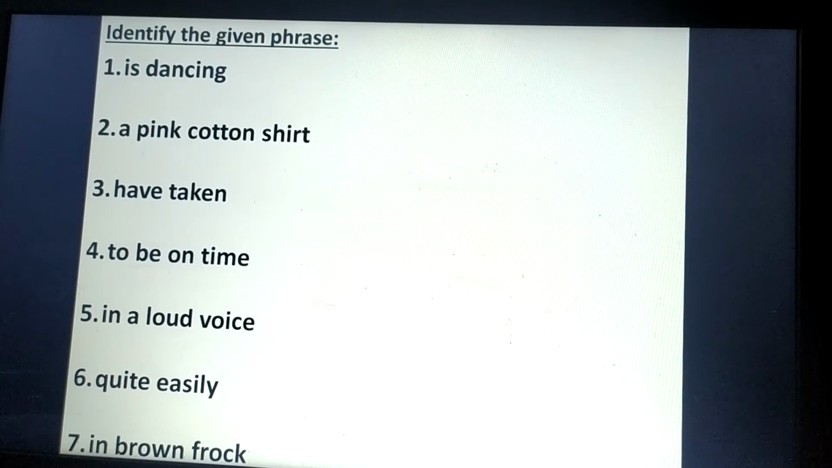Here we have to tell whether it's a verb phrase, a noun phrase, a prepositional phrase, an adverb phrase, or an adjective phrase. First we have "is dancing." Where do we focus here? Of course, we are focusing on dancing, but it's a combination of the helping verb "is" and the main verb "dancing." So it's a verb phrase.